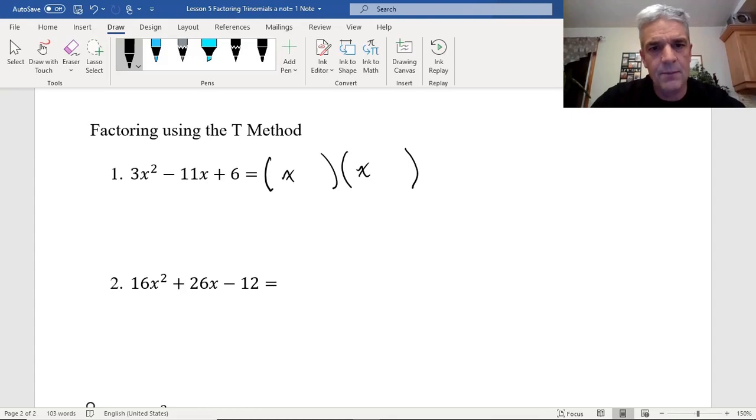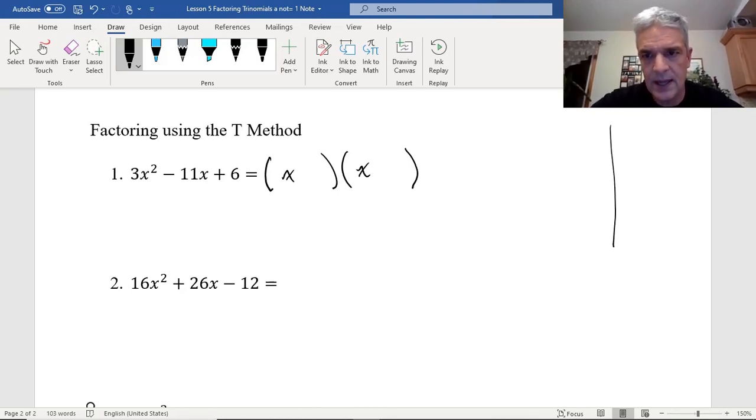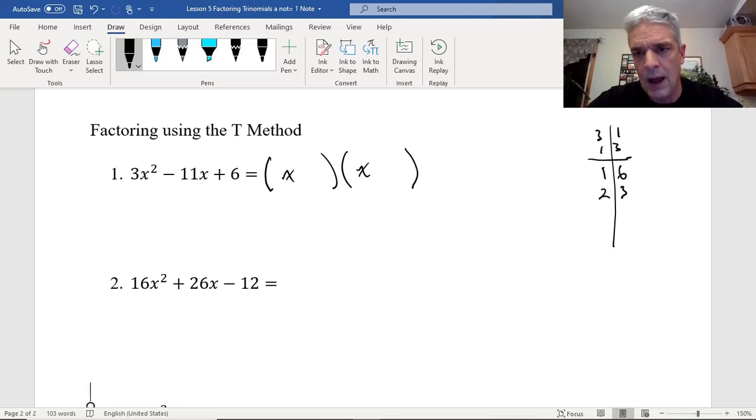Using that information, we can write down all the possible options that can exist, and we use what's referred to as a T, and maybe a cross is a better way of looking at it, but for some reason they call it a T. So we draw 3 and 1, 1 and 3 as the possible options for factors of 3. Then we draw a little cross or T across, and then we make the factors of 6. This time we don't have to write them both ways. We just write 1 and 6 and 2 and 3.